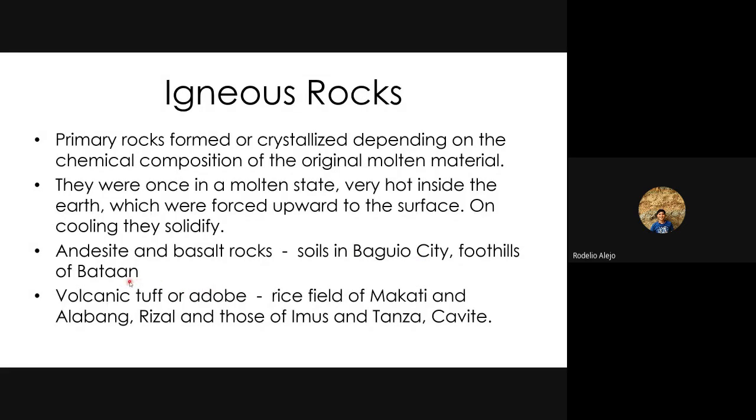Okay, so other than rocks, we also have different volcanic tuff or adobe. Other ejecta that comes from volcanic eruption is yung ating mga adobe or volcanic tuff. So these are the parent material of the rice fields of Makati and Alabang, Rizal, and those of Imus and Tanza, Cavite. Okay?